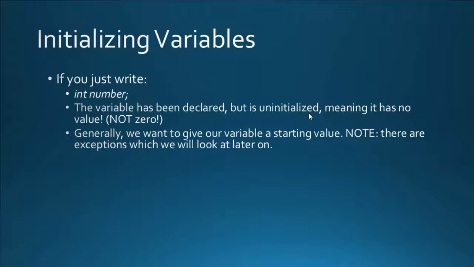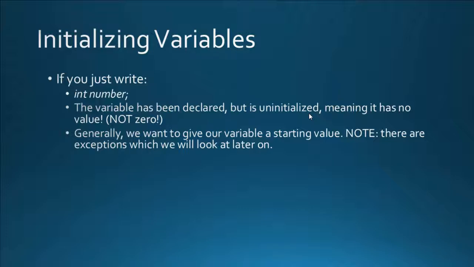So if we just write int number, the variable has been declared, but it's uninitialized, meaning it has no value. Now when I say no value, that does not mean that it's 0. Please, please, please don't assume that because something doesn't have a value, it's 0. If you say nothing, that's actually closer than saying it's 0.